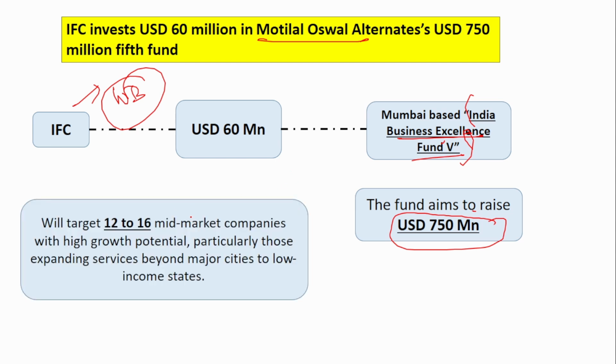So where will this money be invested? This money will be invested in 12 to 16 mid-market companies with high growth potential, particularly those expanding services beyond major cities to low income states. Okay, this is where the money will be invested. Here you have to remember that 60 million USD is from the International Finance Corporation and the overall fundraising amount is 750 million USD.